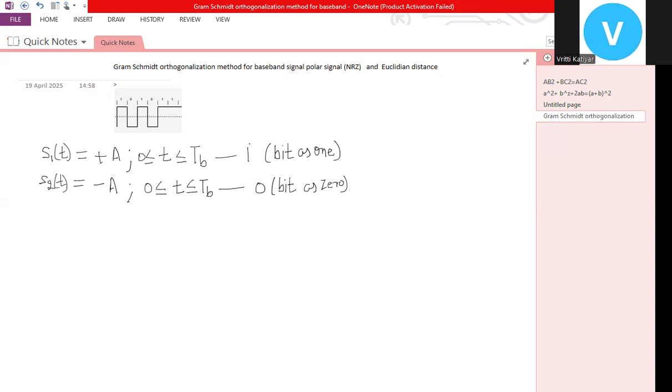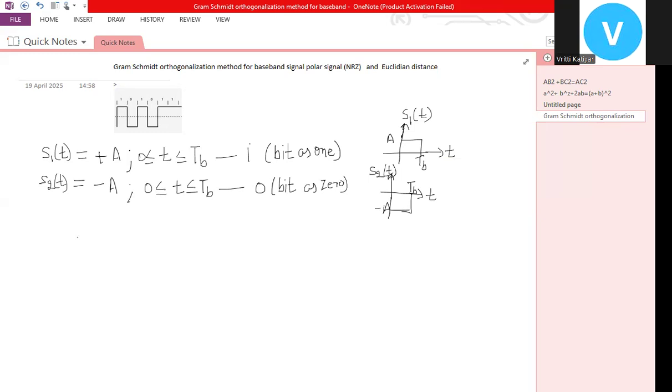Once the bit is represented and marked here as the capital A, in the interval with respect to timing the signal S1(t) has a magnitude of plus A, and signal S2(t) will have a magnitude of minus A, with respect to 0 and TB. This signal is S2(t).